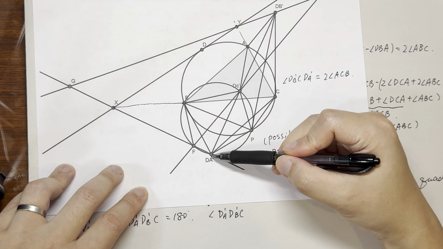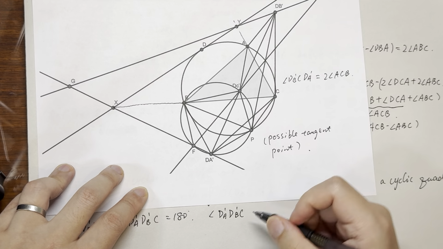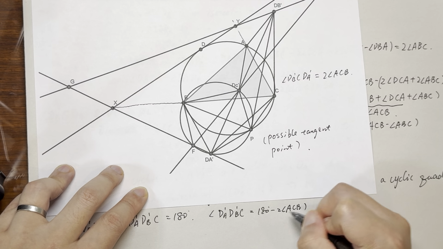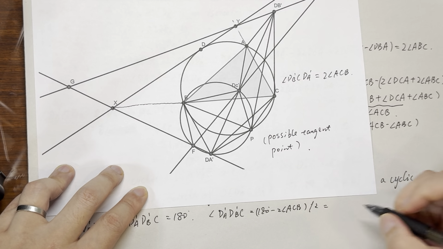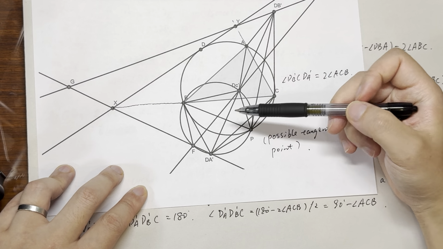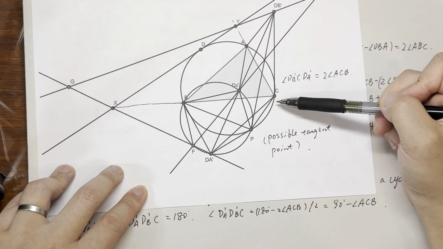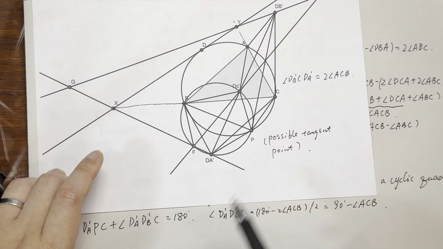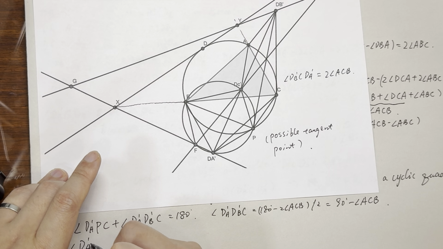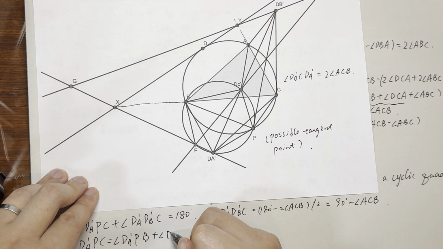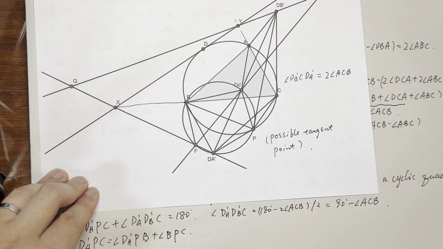So the angle dA' dB' C equals 180 degrees minus twice angle ACB, divided by 2, which equals 90 degrees minus angle ACB. That is angle dA' dB' C. And what about the angle dA' PC? Angle dA' PC equals angle dA' PB plus angle BPC, right?